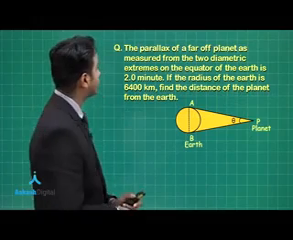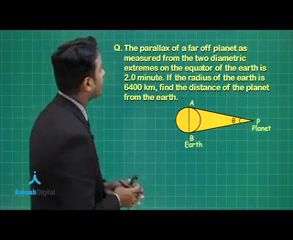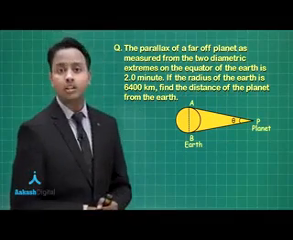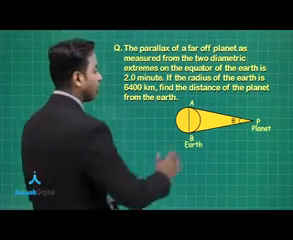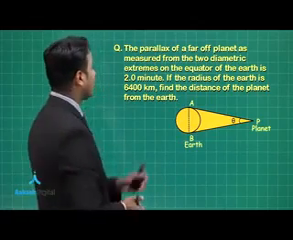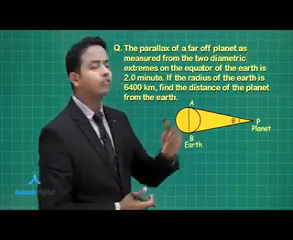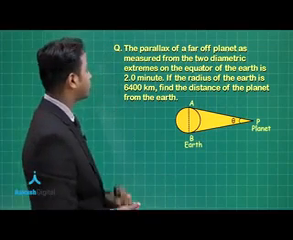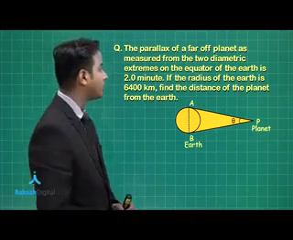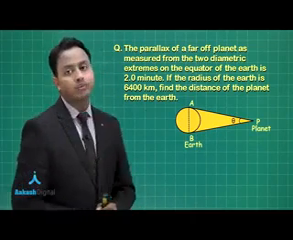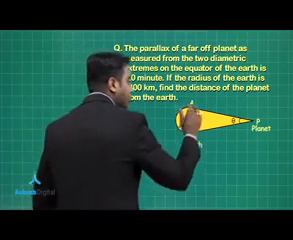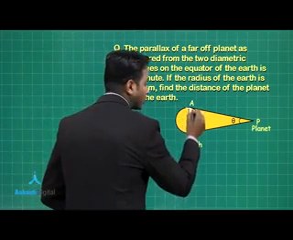Now the question reads: the parallax of a far off planet as measured from the two diametric extremes of the equator of the Earth. Now we have set up the laboratories on the two opposite positions of the diameter of the Earth. So the parallax angle of the center of the planet comes out to be theta, which is given as 2 minutes. If the radius of the Earth is 6400 kilometer, find the distance of the planet from the Earth. Now there's a slight twist in the question. Only the radius is given to you. So this is the radius of the Earth.